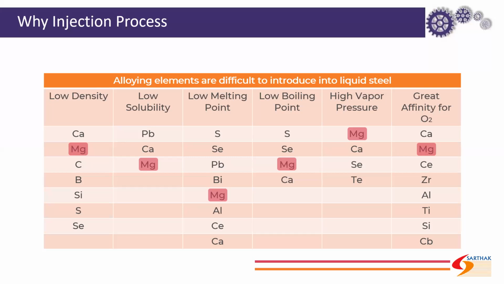So why was the injection process introduced? First of all, I want to tell you that magnesium has low density, low solubility, low melting point, low boiling point, high vapor pressure, and great affinity to oxygen. So when we inject this magnesium to a certain critical depth of the metal, we get good recoveries. That is why the injection process was introduced in the foundry industries to manufacture ductile iron.